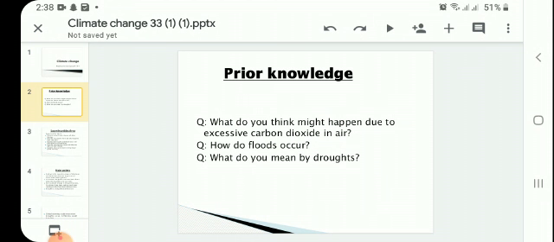Next question is: how do floods occur? Answer is heavy rainfall and rapid melting of snow and ice due to climate change cause floods. Next question is: what do you mean by droughts? Drought is a long period without rain. It means less food can be grown.